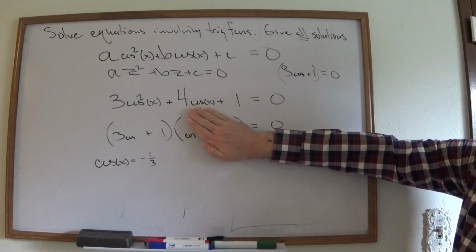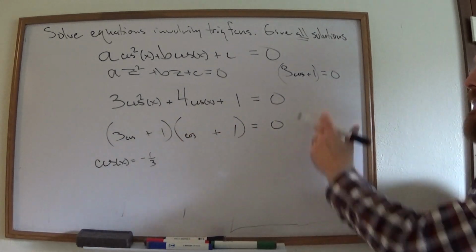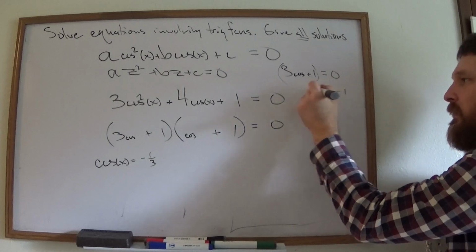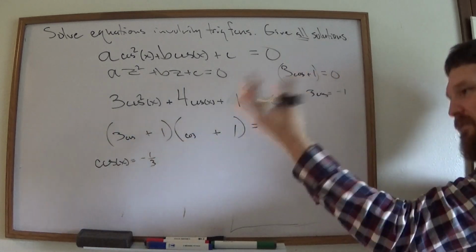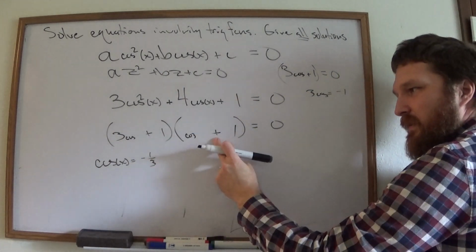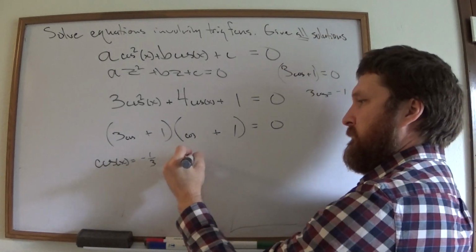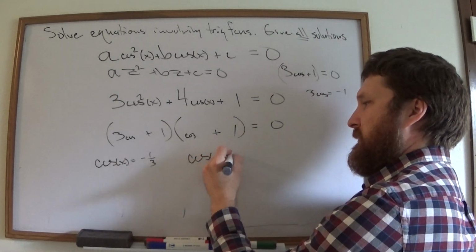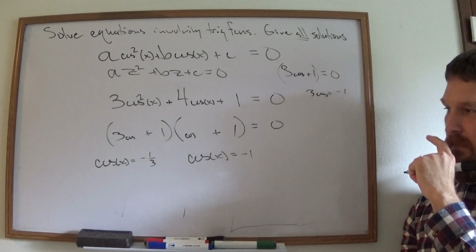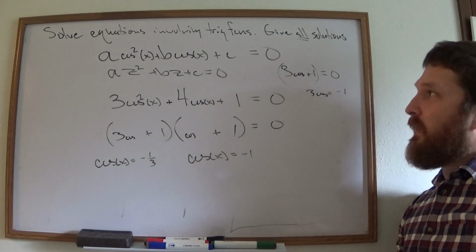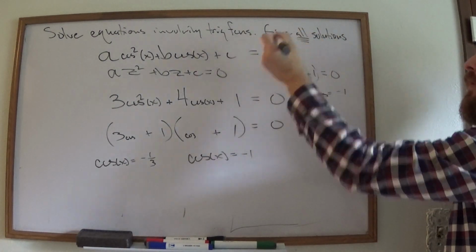This is going back to last year, right? And so you bring the 1 over, and you have your 3 cos, divide by 3 to give you that. What does this give you? Cosine of x equals negative 1. Okay? So now, what do you do? And let's say we want all solutions.